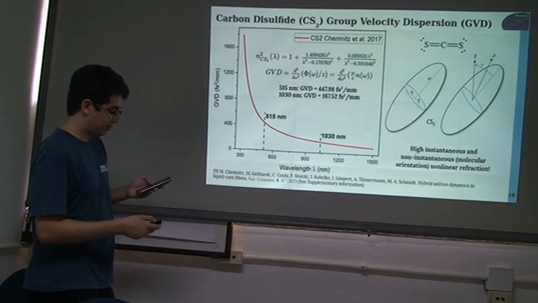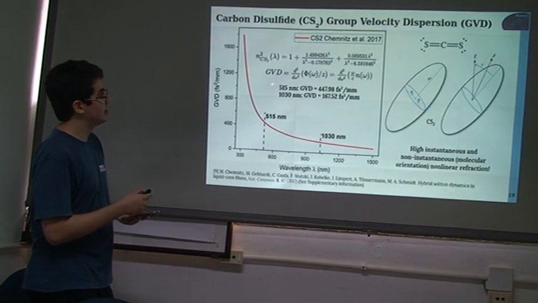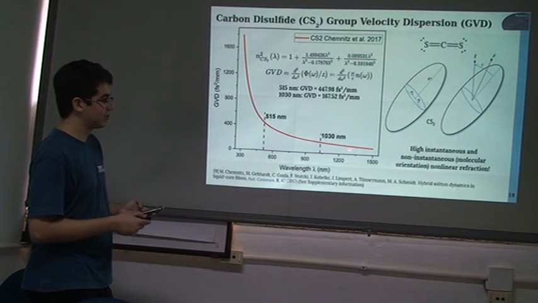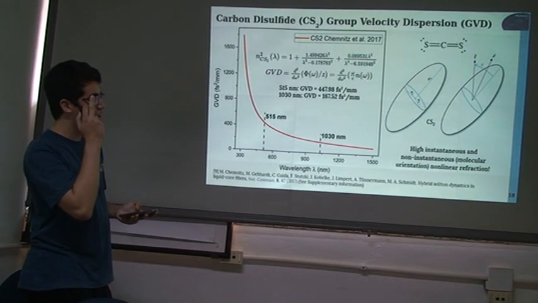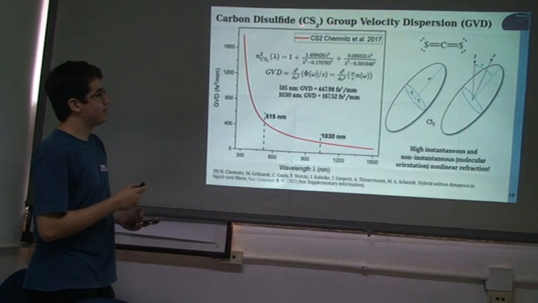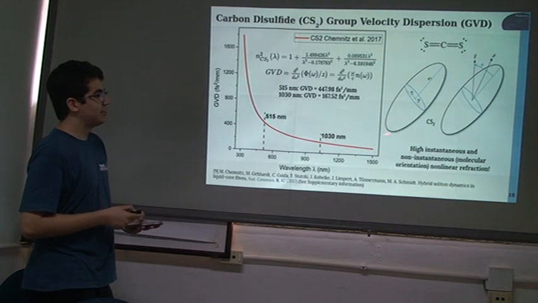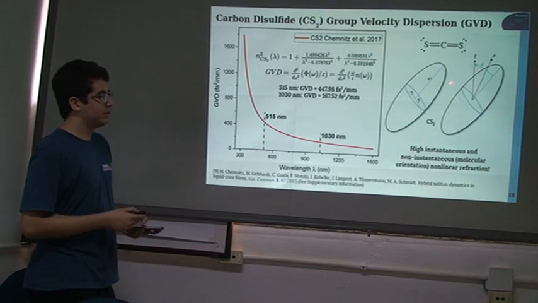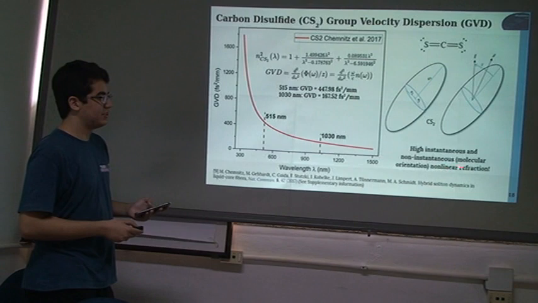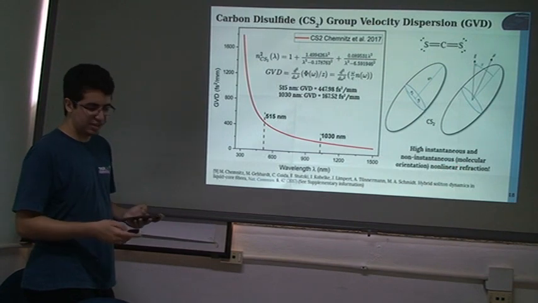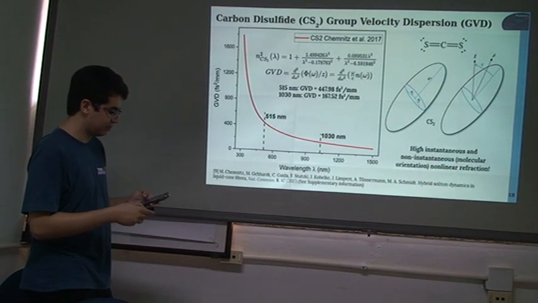So we also did this for our sample that will be used to calculate n2 as a function of tau. We chose CS2, carbon disulfide, which is a solvent. It also presents high GVD values at our lambdas, and due to its geometry, it presents high instantaneous and non-instantaneous nonlinear refraction, well studied in the literature.